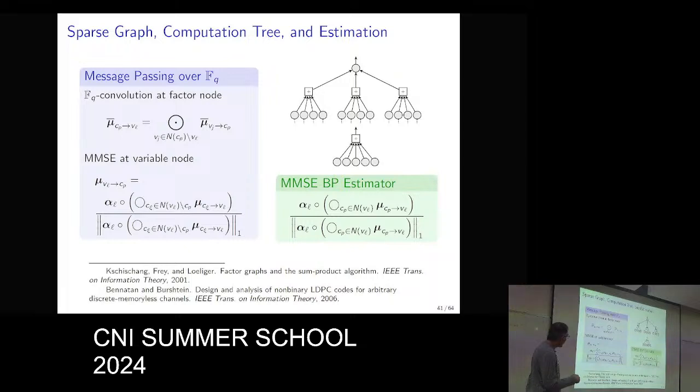So at the factor nodes, or the check nodes, the information that you get, remember that we're passing vectors of probabilities, it's just a convolution. It's not the usual convolution. It's a convolution over FQ, but it's a convolution nonetheless.